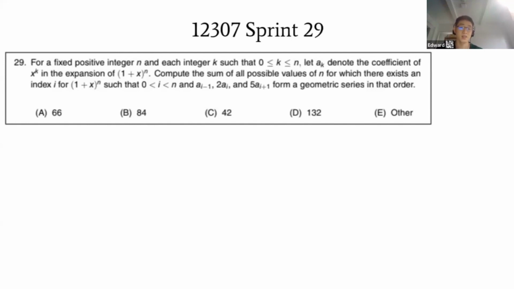index I, so a value for k, such that a sub I minus 1, 2 times a sub I, and 5 times a sub I plus 1 form a geometric series in that order.